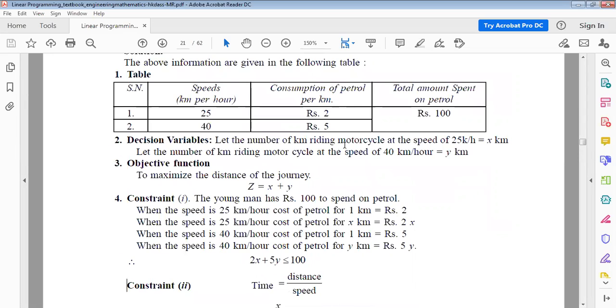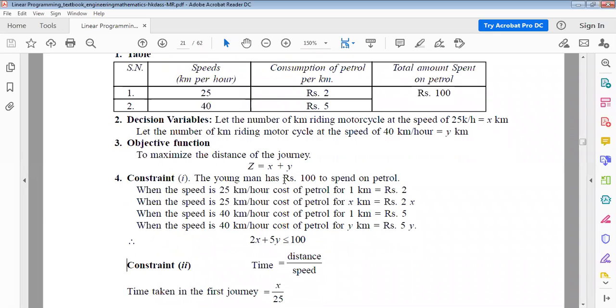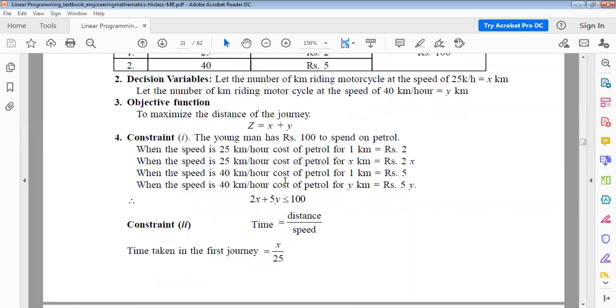Let us consider the kilometers of riding the motorcycle at speed 25 kilometers per hour to be x kilometers, and let the number of kilometers riding the motorcycle at the speed of 40 kilometers per hour be y kilometers. So we have to maximize the total journey. Z equals x plus y. He has gone x kilometers at 25 kilometer speed and y kilometers at 40 kilometer speed, so total x plus y. This is the objective function. We have to maximize the distance. Okay, within 100 taka.